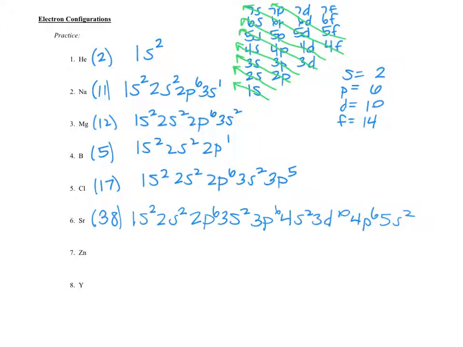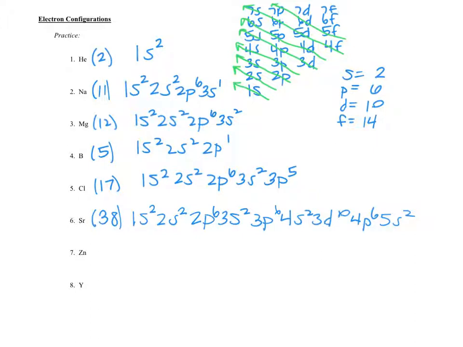So again, if you're not sure, watch what we did. Follow along down here as I show you. 1s, 2s, 2p, 3s, 3p, 4s, 3d, 4p, 5s. So after about the 3p, they don't go in the straight order. You have to use the Aufbau diagram to figure out the order.